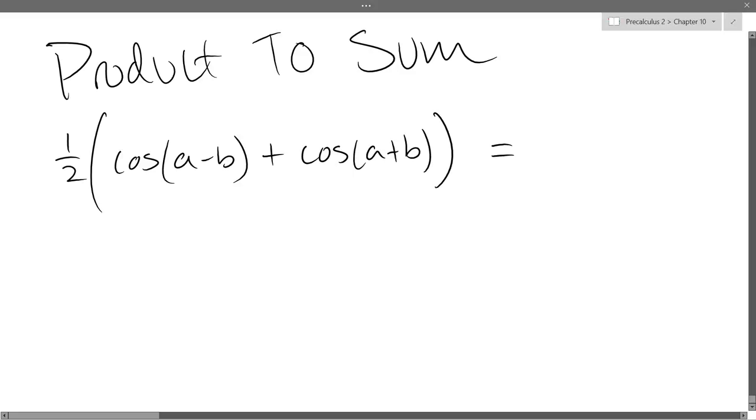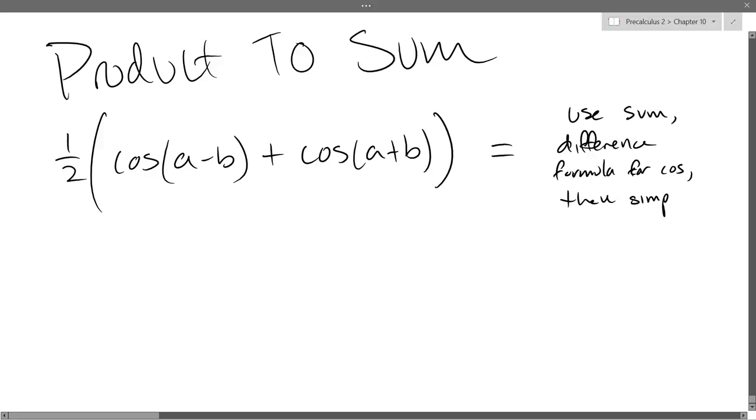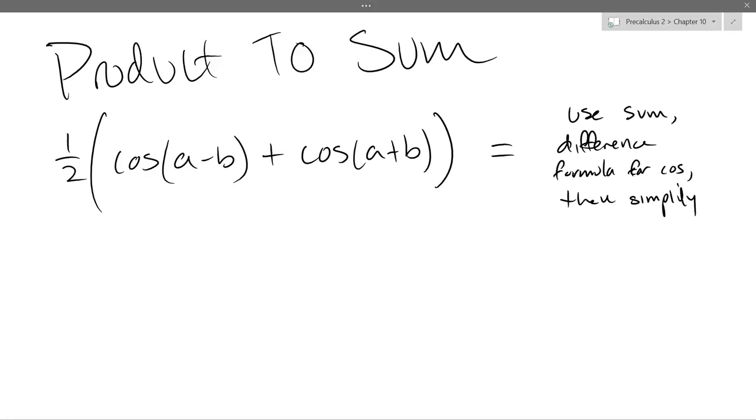So on this, I want you to use the sum and difference formula for cosine. And then do your best to simplify. So use sum and difference for cos, then simplify. So do that right now. It should be very obvious what the first step is.